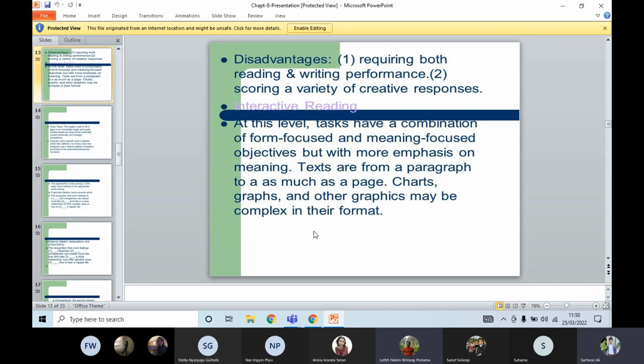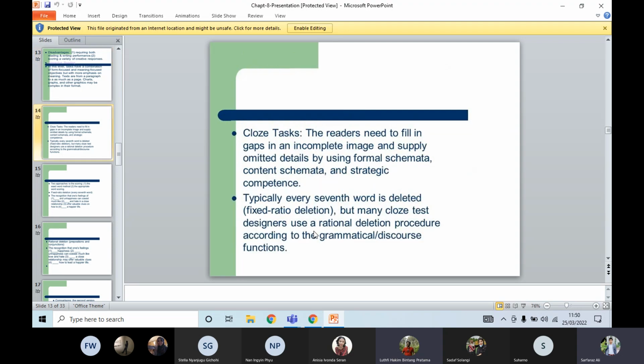So this is how the paragraph, the other charts and graphs, and other graphics may be somewhat complex in this type of format. Texts range from paragraphs to as much as one page, and charts, graphs, and other graphics may be complex in that type of format, as I already told you. So in it, we find types of tasks. Number one is cloze tasks.